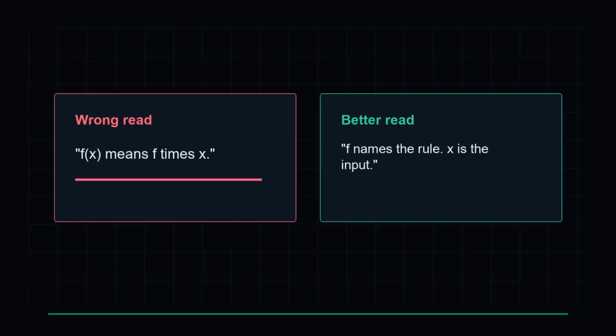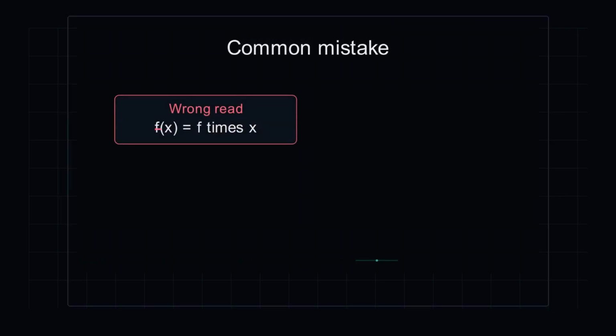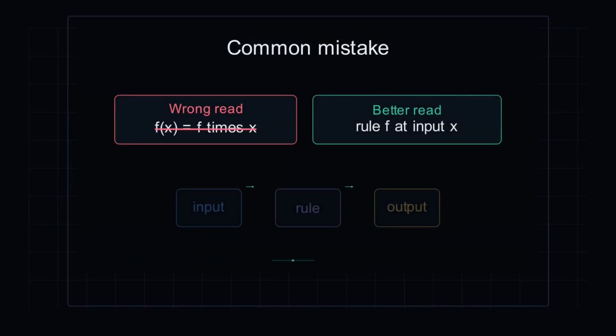The common mistake is reading f of x as f times x. Better read: f names the rule, and x gives the input. A function maps an input to an output. A graph shows the whole rule at once.